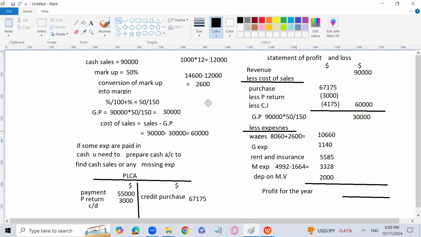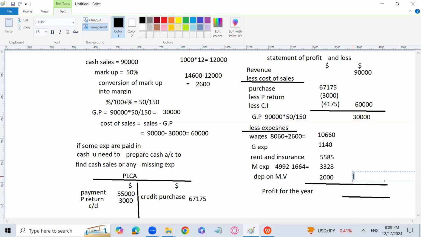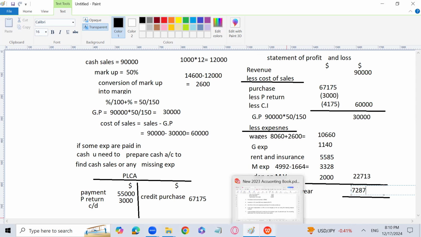So can you please go for the total of expenses? 10,660 plus 1,140 plus 5,585 plus 3,328 plus 2,000, which is 22,713. I will subtract this from 30,000 to get the amount of profit: 30,000 minus 22,713, so 7,287 will be my profit for the year. Okay, let me check that is the profit for the year.